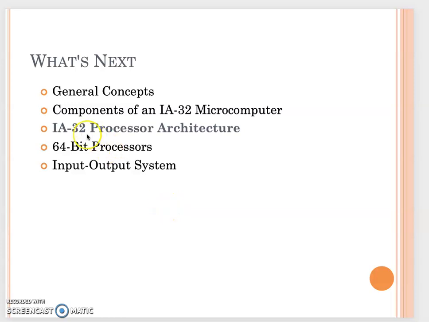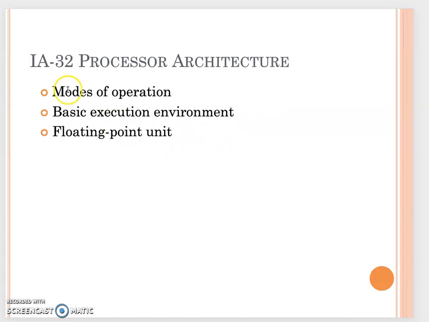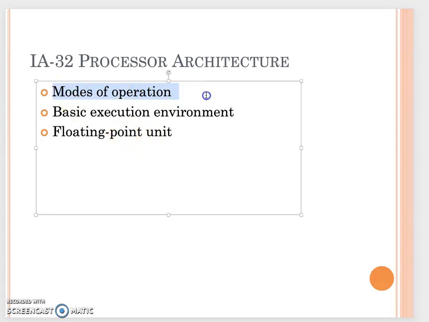Next topic, we want to talk about the Intel Architecture 32 processor architecture. That includes the modes of operation, the basic execution environment, and the floating point unit. Actually, that's a very big topic, so I don't want to spend too much time. We may not have much time on Thursday, so I don't want to have too much video. So I just want to have the first video about the modes of operation, and the rest we will talk about in the Thursday video.